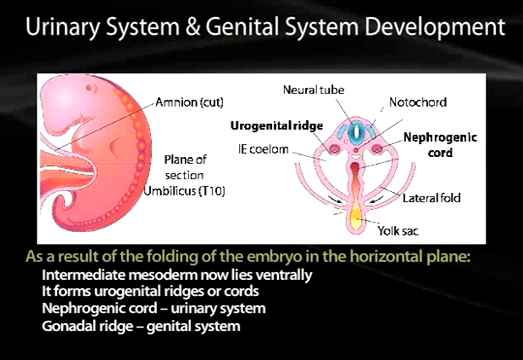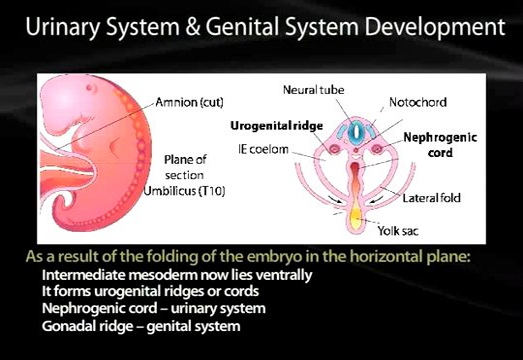As a result of the folding in the embryo in the horizontal plane, those intermediate mesoderms will now be lying next to the medial side of the embryo. And that's going to be causing the urogenital ridges. The nephrogenic cords will be the early primordial urinary system, and around the T10 region is where the genitals will start to form.